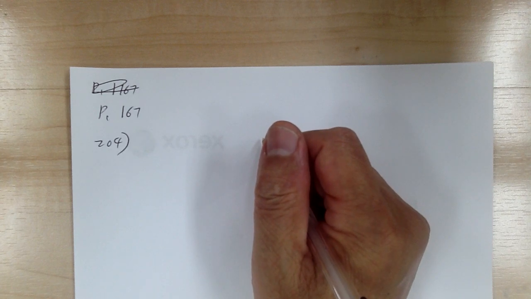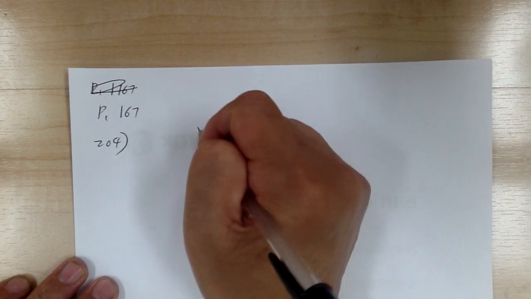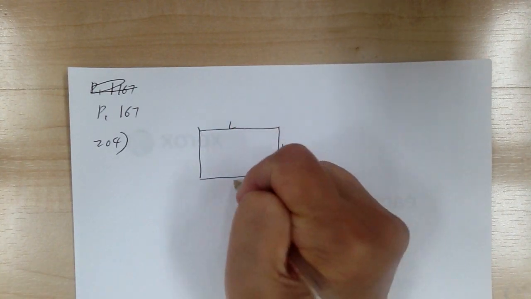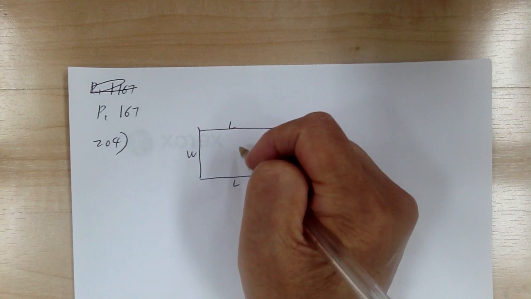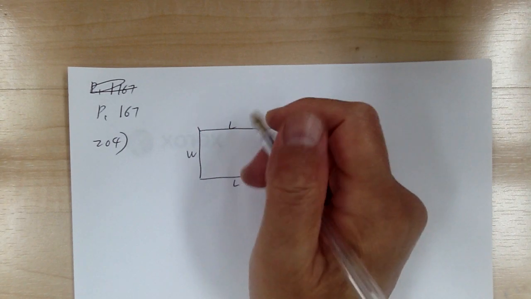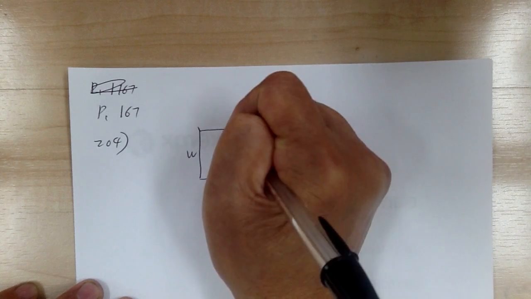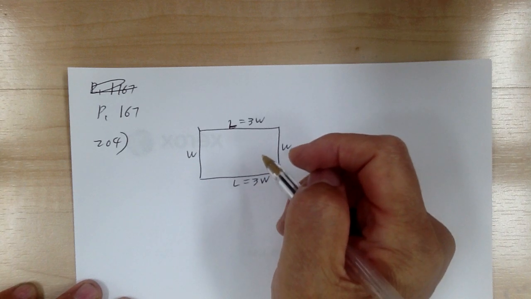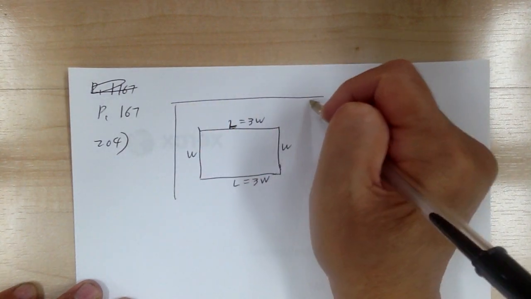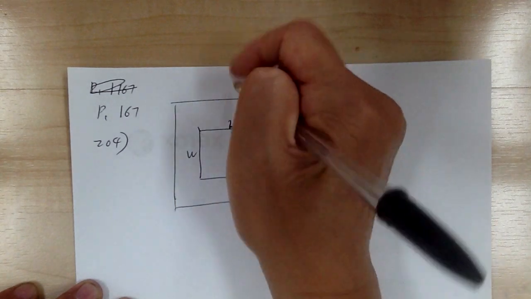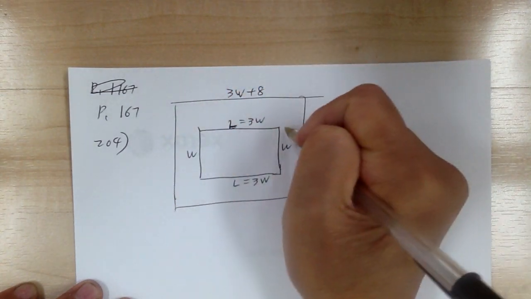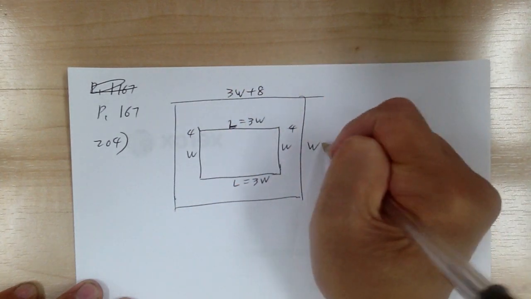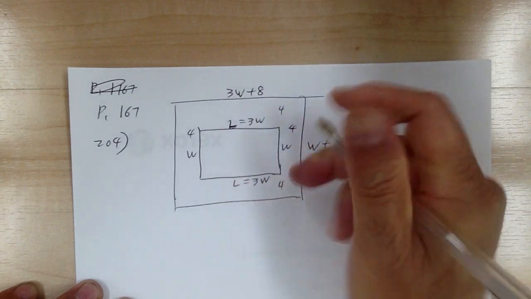Okay, 204, you have a rectangular picture frame. So you have length, width, length, width. And it says the length is 3 times the width, and it's surrounded by a frame that's 4 inches wide. So that means this would be 3W plus 8, because this is 4 inch, 4 inch, right? So it would be plus 8, and this would be W plus 8, because you got 4 inch here, 4 inch here. Okay.